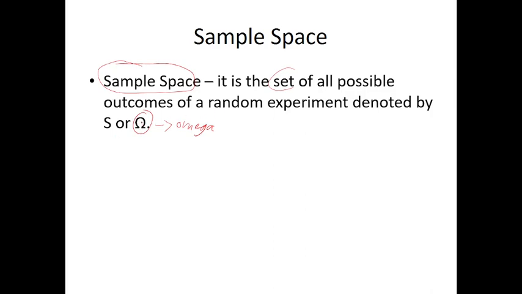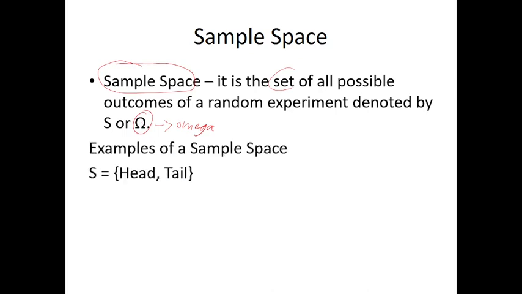So ito yung example natin. Halimbawa, yung ating random experiment ay tossing of a coin. In tossing a coin, these are the possible outcomes. It could be head or it could be tail. So now we have here the set S.